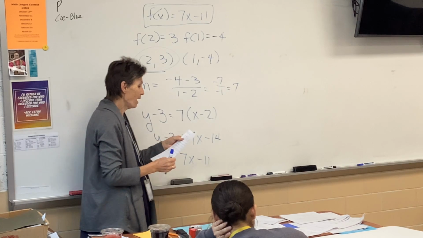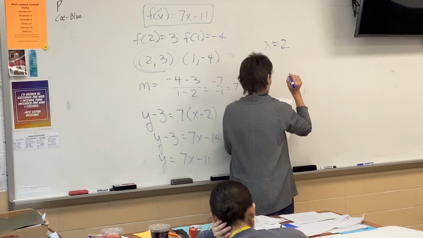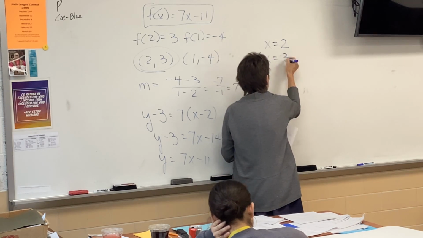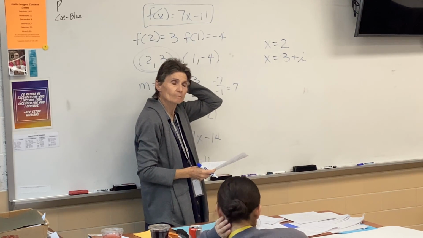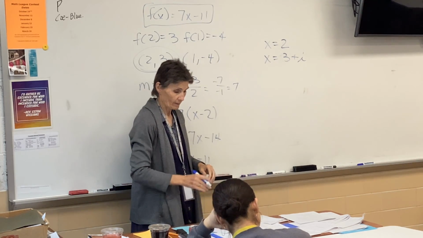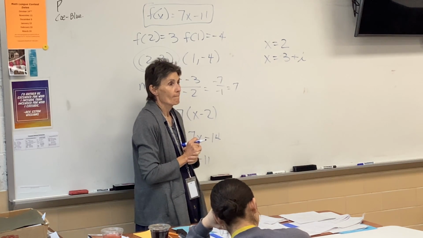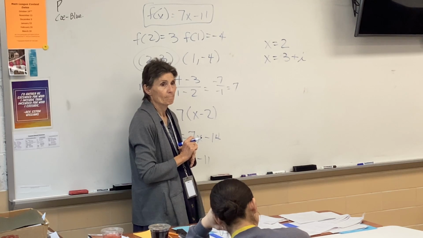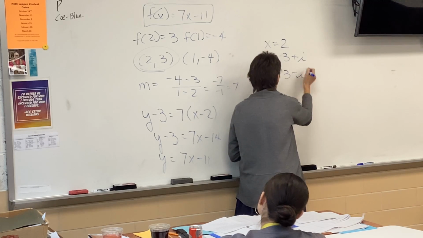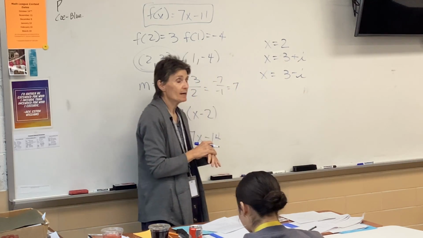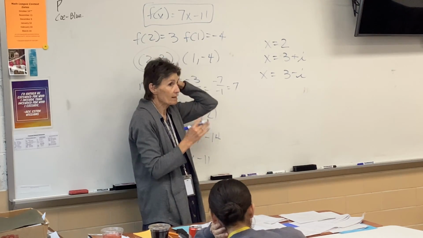B, a polynomial function whose zeros are 2 and 3 plus i. What do we do with this? Yes, very good, Jimmy. First of all, we have 3 roots here, because if 3 plus i is a root, so is 3 minus i. They come together.